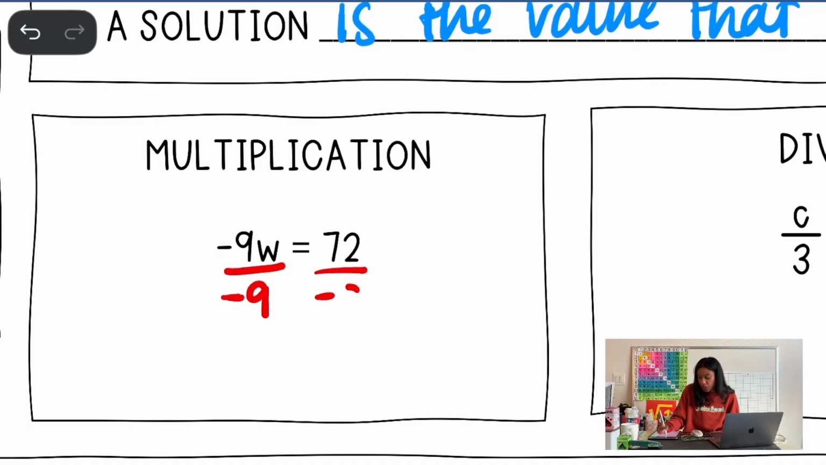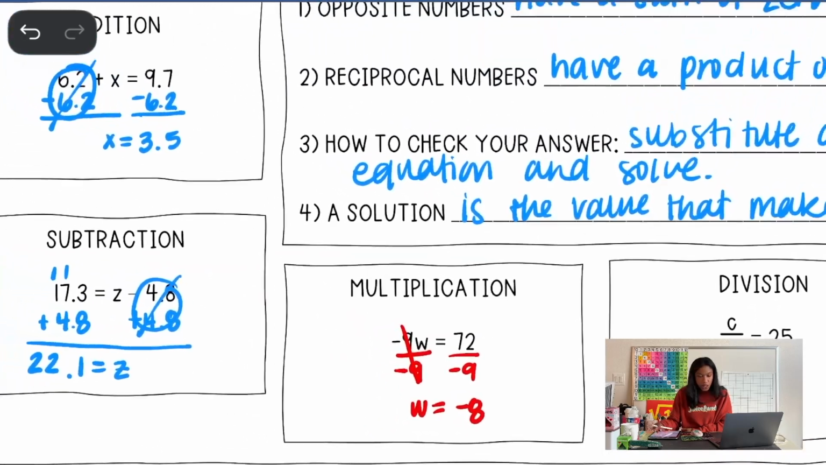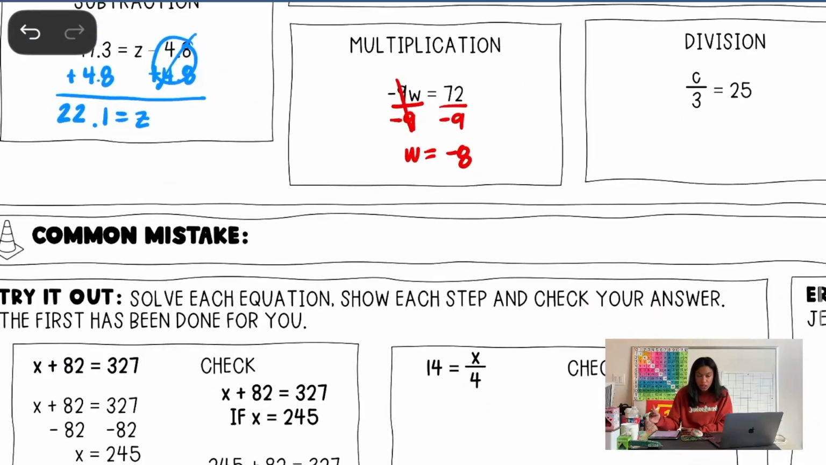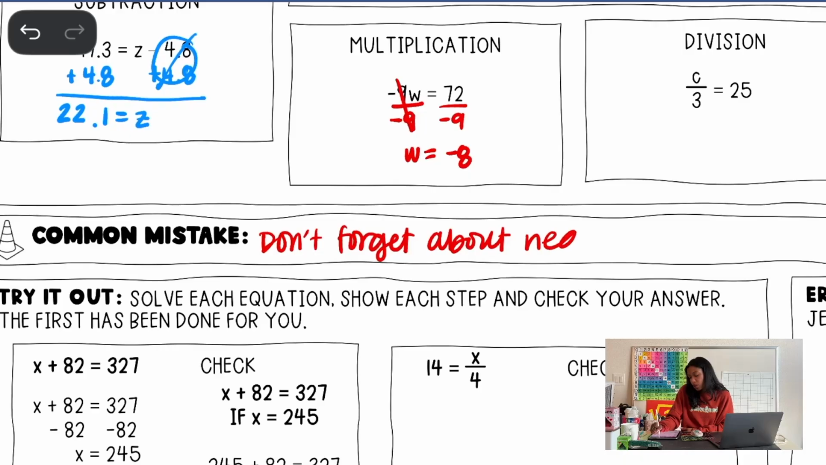A lot of times people forget about those negatives, so be really careful there. And that equals 1. 1w is just w. Now I'm going to divide, and w is going to equal -8. I need to remember positive divided by negative is a negative. In fact, now is a good time to go down to that common mistake box and write, do not forget about your negatives. Don't forget about negatives.